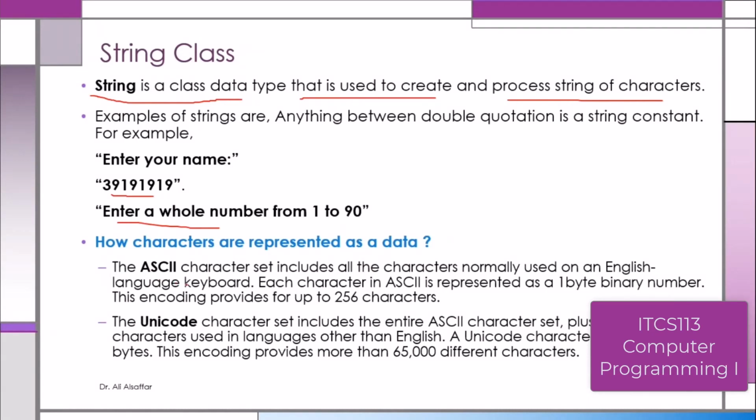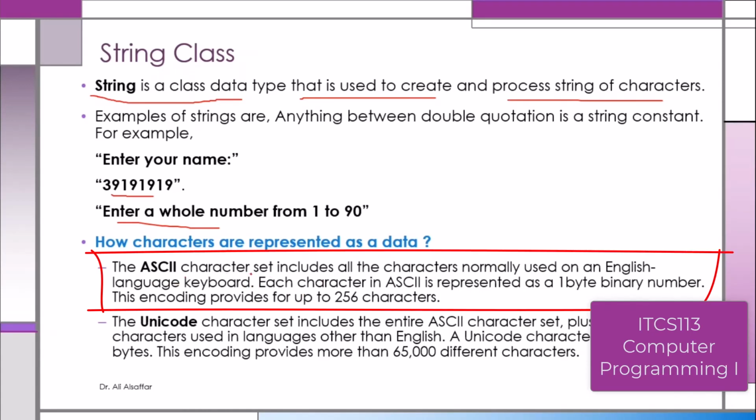This ASCII code character is in fact 1 byte. If you read it here, the ASCII character set includes all the characters normally used in English. So any letter you use or any character normally used on an English language keyboard. Each character in ASCII code is represented by 1 byte. So any letter you want to send using this code is a 1 byte binary number, which is 8 bits.